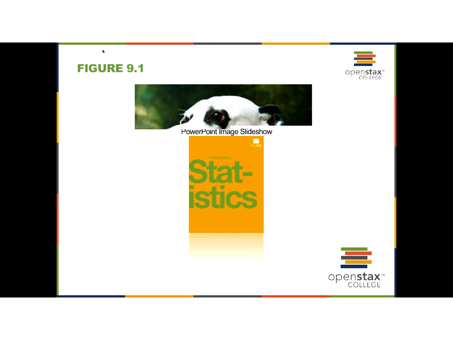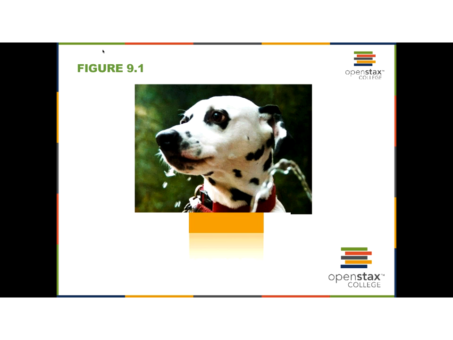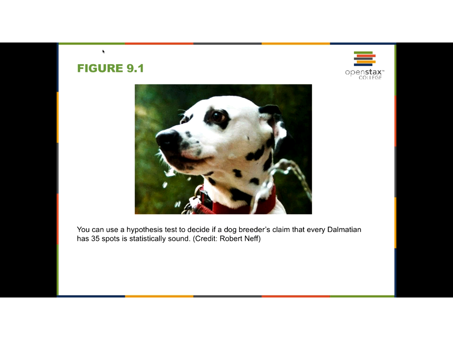So we're going to just talk about hypothesis testing and means. You can use a hypothesis test to test a whole bunch of things. Here's an example. Dog breeders claim that every Dalmatian has 35 spots. You get samples from a whole bunch of Dalmatians, and you can test that claim.